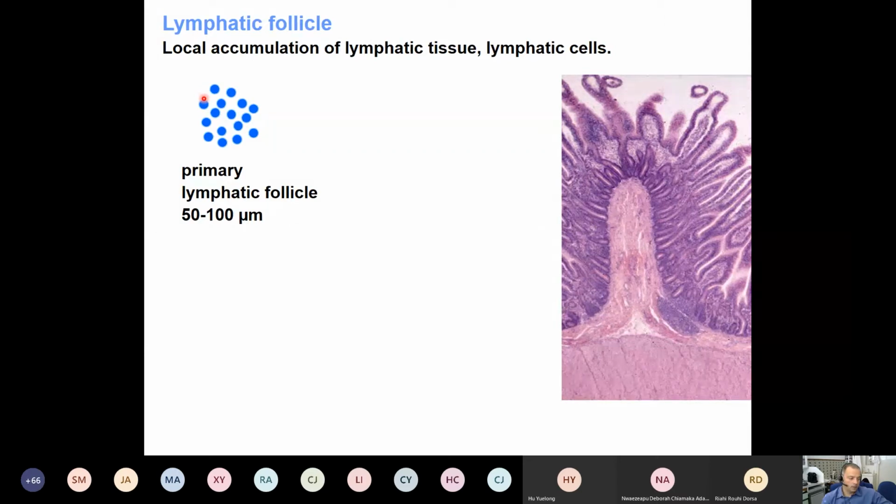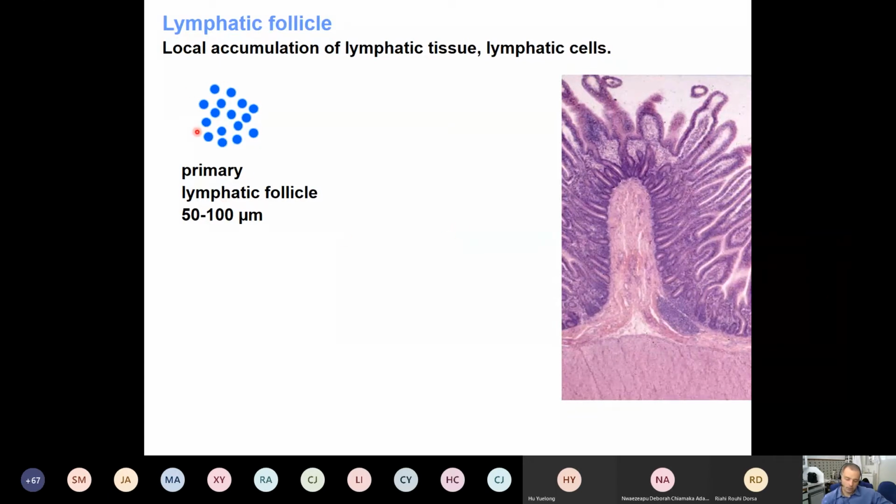One can usually define two types of lymphatic follicles. At least most of the books use these classifications. This one is the primary lymphatic follicle, and the size of the primary lymphatic follicle ranges between 50 to 100 microns. This is pretty small. It's comparable with the size of a single fat cell.